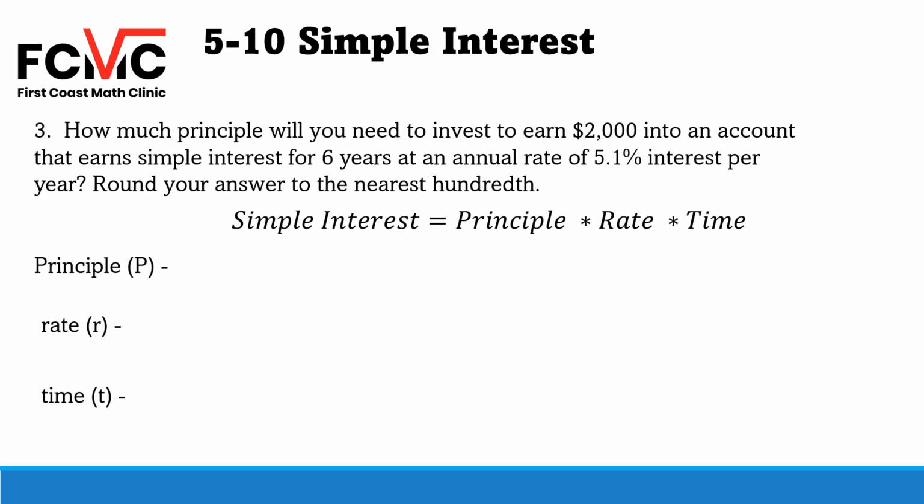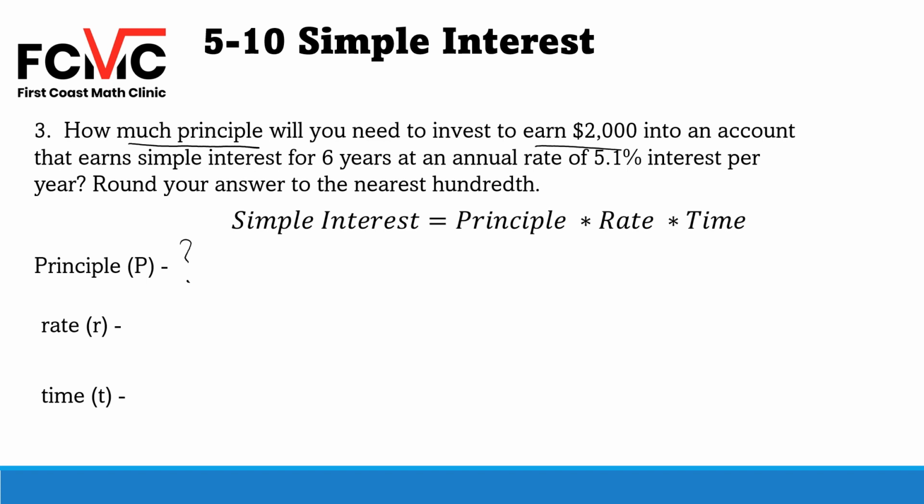All right, for number 3, how much principal would you need to invest to earn $2,000 into an account that earns simple interest for 6 years at an annual rate of 5.1% interest per year? Round your answer to the nearest hundredth. So this problem's a little bit different. Now we're looking for how much principal, right? So that principal, that's our unknown, right? So we don't know the principal, but we want to earn $2,000.